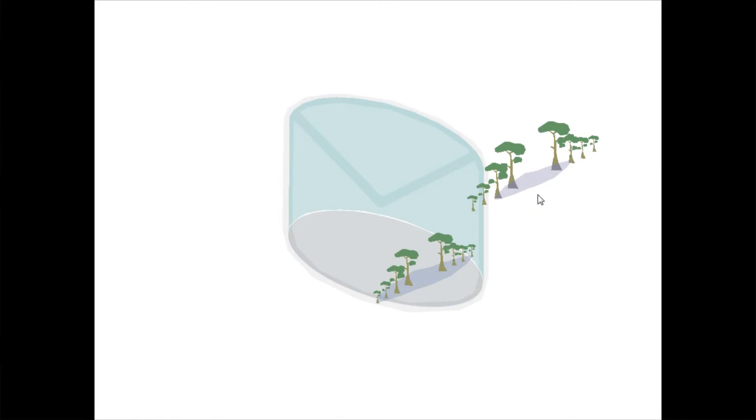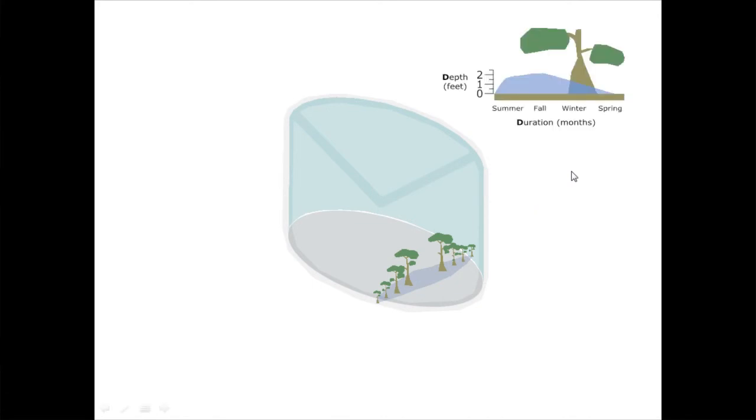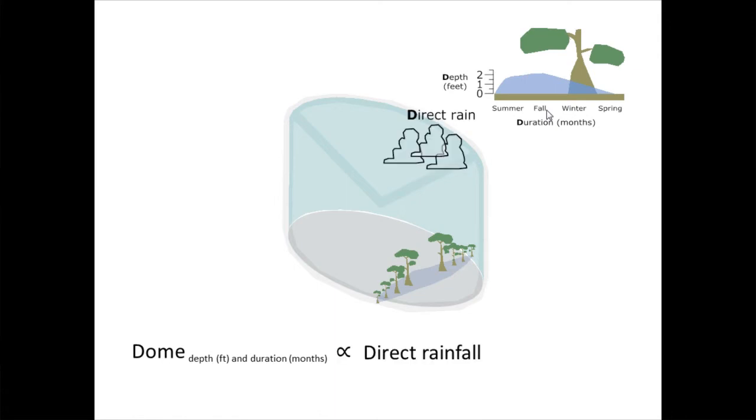And if we take that Cypress dome out and lift it up here, you can see with the Cypress dome, we'd expect to have a certain depth of water over a seasonal duration, ideally in an undisturbed watershed. So the depth in feet and duration in months of water in the center of that dome is directly proportional to direct rainfall on the upstream parcel of land over top of it, plus overland flow.